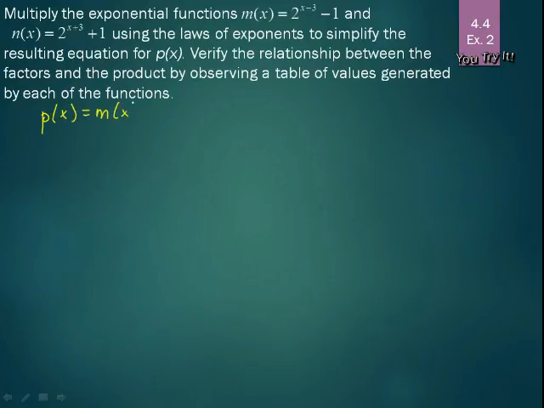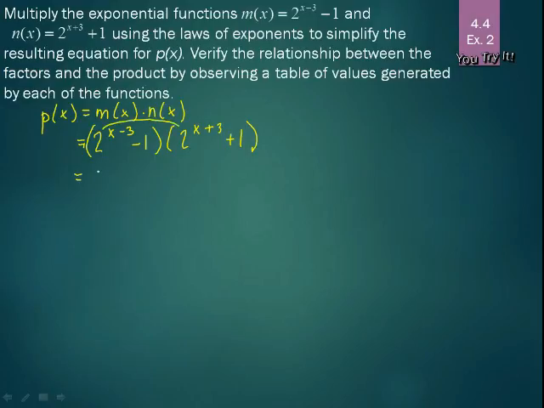we know that's just going to be m of x multiplied by n of x, and then we can just plug in our equations here. So m of x is 2 to the x minus 3 minus 1, and n of x is 2 to the x plus 3 plus 1. And then we can multiply together and distribute these terms.